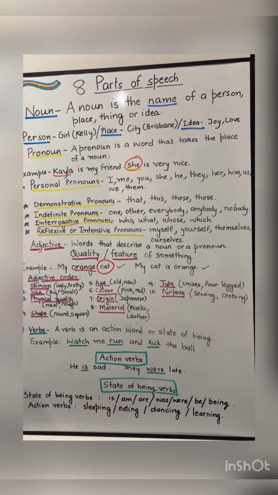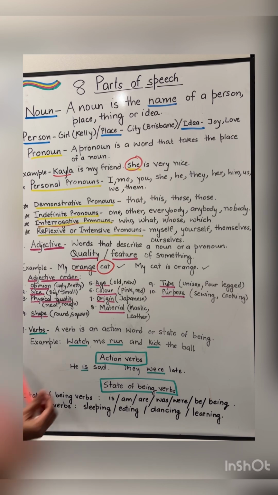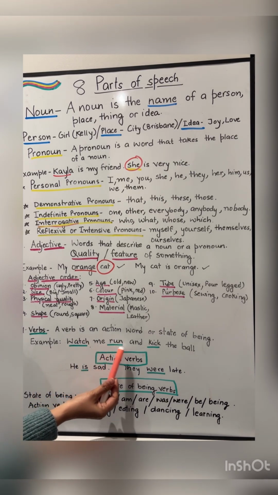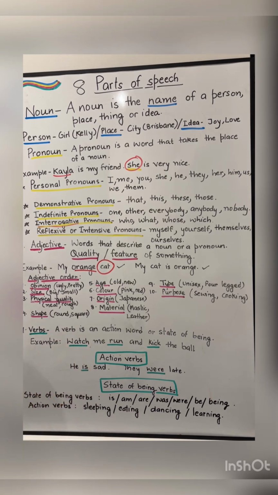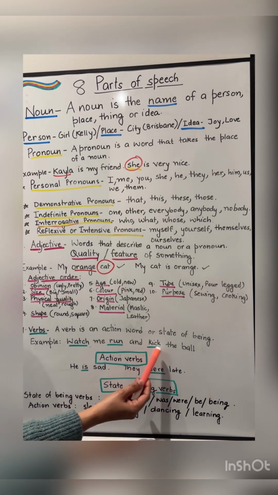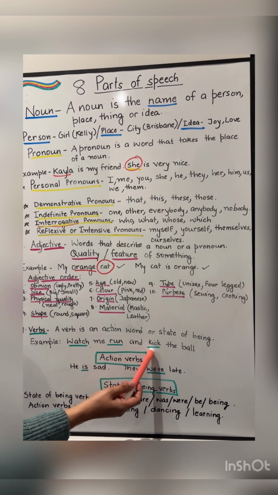State of being, for example, I am sad. My state, how I'm feeling. I am sad. I am tired. They are late or they were late. Watch me run and kick the ball. When I say watch, it is an action. You're doing something, watching. Run, again an action. You're running. Kick the ball. Kick, again an action.